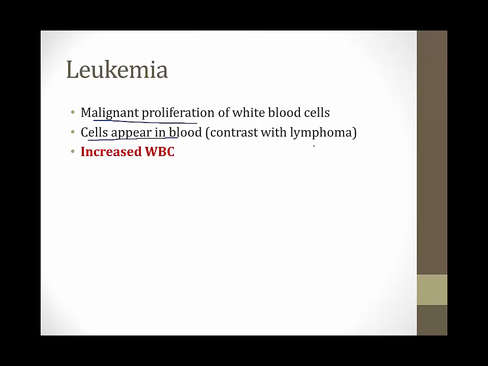And contrast this with lymphomas, which are also malignancies of white blood cells. However, in the case of a lymphoma, the white blood cells are usually limited to the lymph nodes. So therefore, the hallmark of a leukemia, and what makes it a leukemia and not some other disorder, is the presence of an increased number of white cells in the peripheral blood.